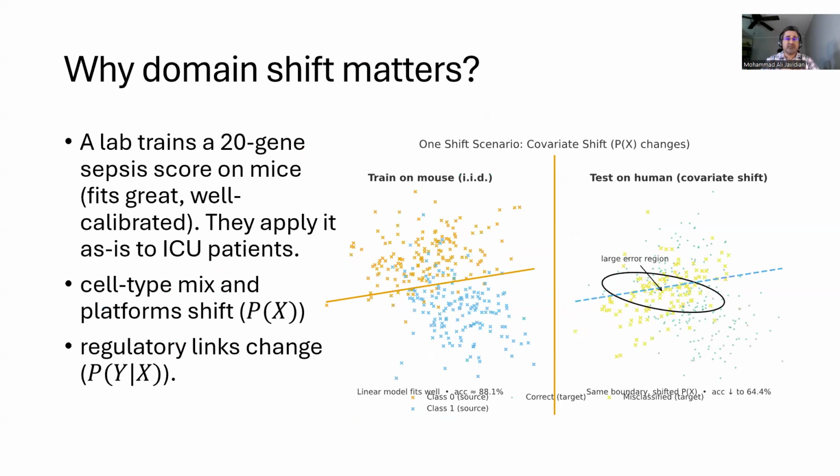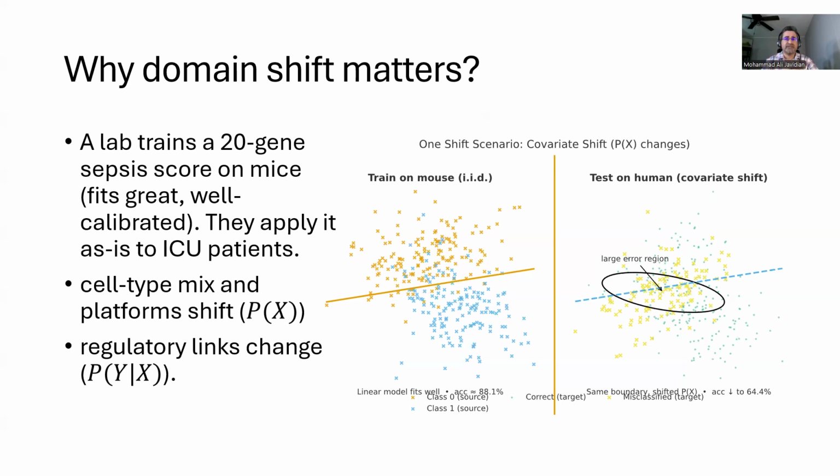Here is a concrete story. A lab trains a 20-gene sepsis score on mice. It fits great and is well calibrated, so they deploy it as is to ICU patients. But humans differ. The cell type mix and assessment platforms change. That's a change in the probability distribution of X. And some regulatory links change. Parts of P of Y given X shift.